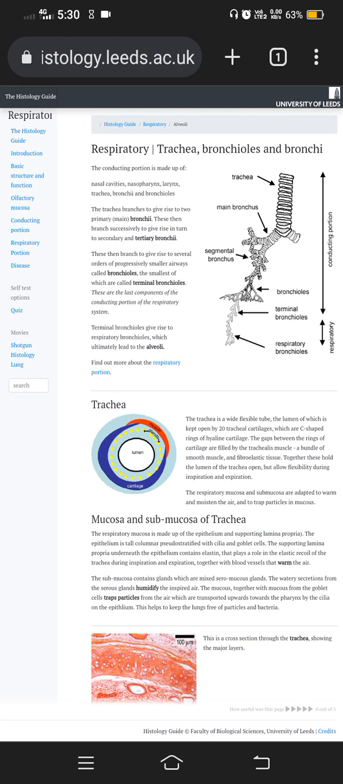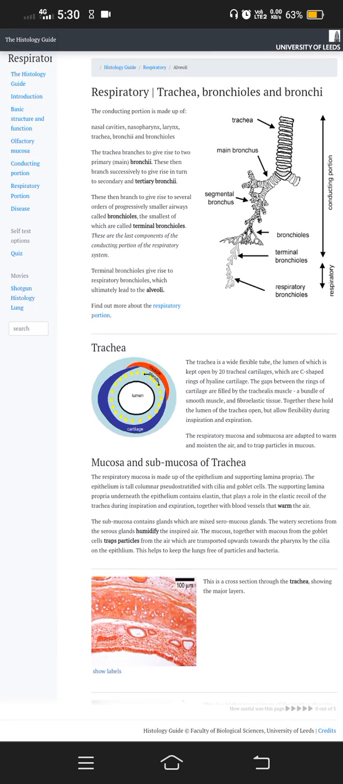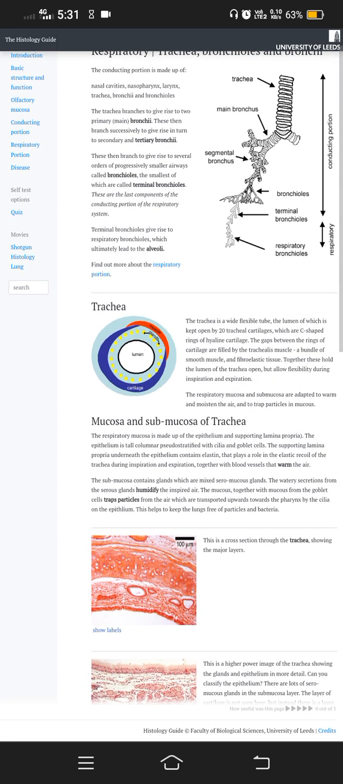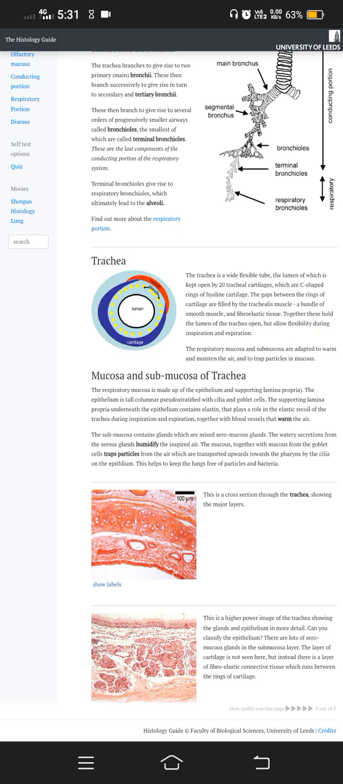The conducting portion is made up of nasal cavities, nasopharynx, larynx, trachea, bronchi, and bronchioles. The trachea branches to give rise to two primary bronchi. These then branch successively to give rise in turn to secondary and tertiary bronchi. These then branch to give rise to several orders of progressively smaller airways called bronchioles, the smallest of which are called terminal bronchioles. These are the last components of the conducting portion of the respiratory system. Terminal bronchioles then give rise to respiratory bronchioles, which ultimately lead to the alveoli.